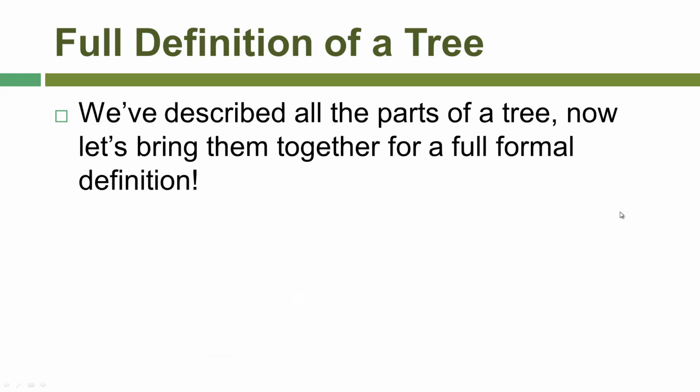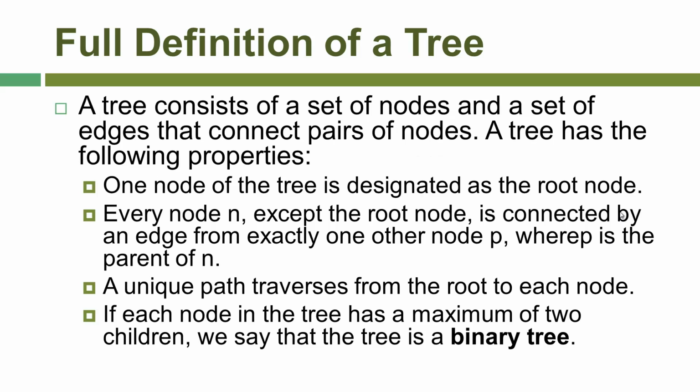So we've described all the parts of a tree, and now we're going to bring them together to form a full formal definition. And something to note here is the image I've been showing you about a root node of a tree goes along with this particular definition. So a tree consists of a set of nodes and a set of edges that connect pairs of nodes. So a tree has the following properties. One node of the tree is designated as the root node. So that was that top node in the picture, which if you go to the next slide, here it is.